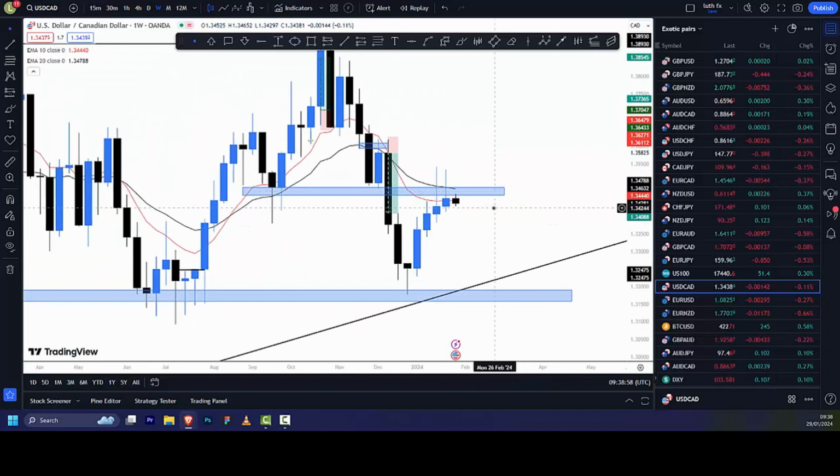weekly time frame is the candlestick rejection, right? Look at the candlestick pattern that is forming here after the market retesting. Look at these two candles right here. Don't look at the current candle, right? Pay attention to the previous weekly candles, like the last 2 weeks' candles.